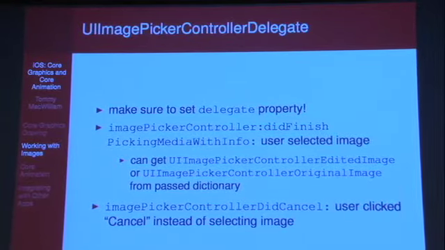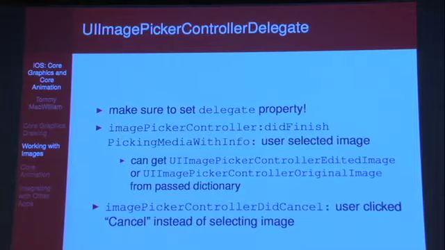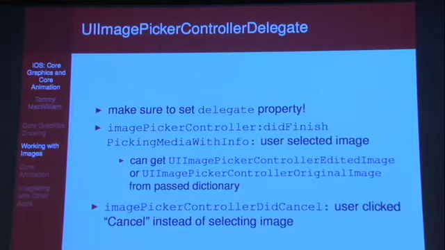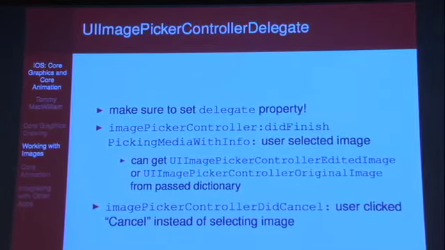So much like a lot of iOS's core APIs, this makes heavy usage of the delegate design pattern. So make sure that when you create this view controller, you set the delegate properly. Now here are just a couple delegate methods you might care about. When the user actually selects an image, you get a callback that's saying what the image the user selected was.